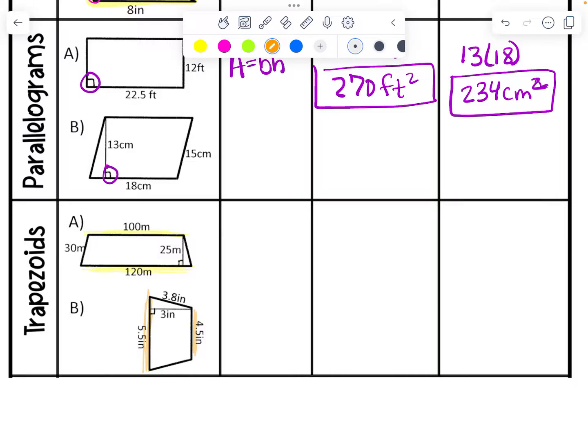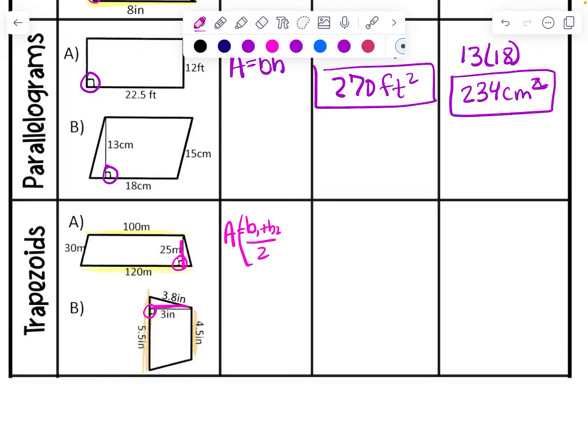So the height here is going to be the 25 and the height here is going to be the 3. Again, it doesn't mean up and down. You're looking for that right angle symbol to indicate the distance between the bases. So the formula is the average of the bases, call it base 1 plus base 2 divided by 2. That's like the average of the bases, and then multiply it times the height. And if you think about it as the average of the bases times the height, then you won't have to memorize that messy formula. So for A, the bases are the 100 and the 120.